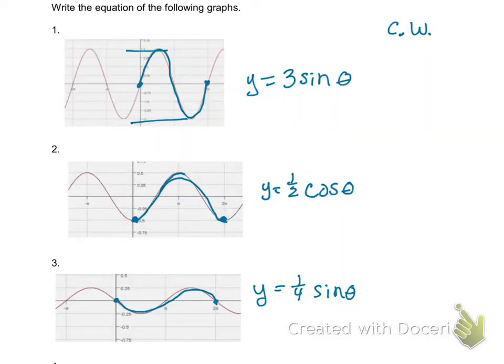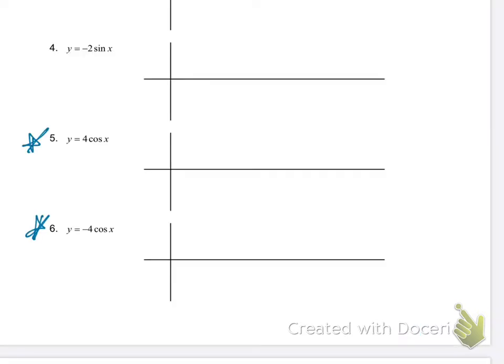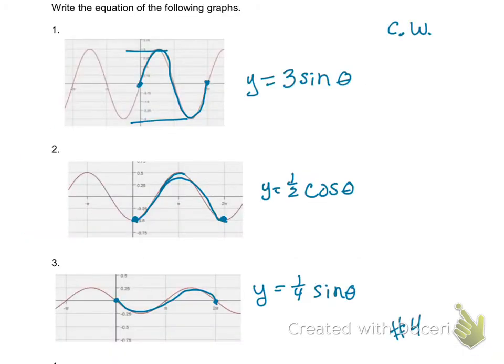So that was 1, 2, 3. Do number 4 along with 5 and 6 here. Okay, so you're doing number 4 on that note sheet. And upload.